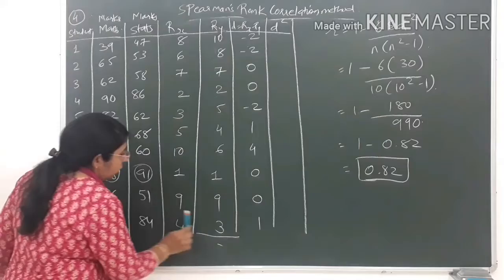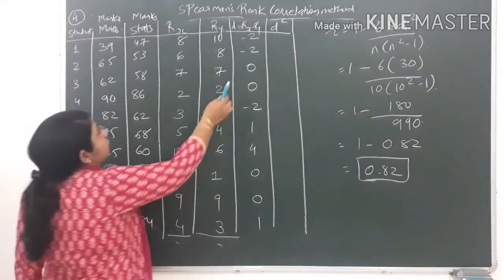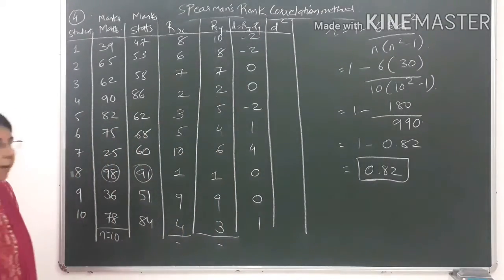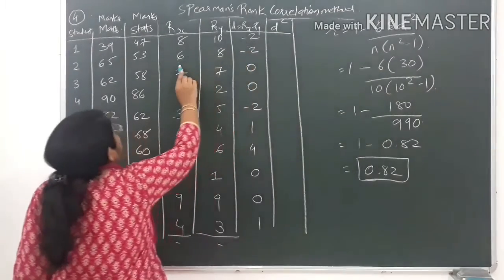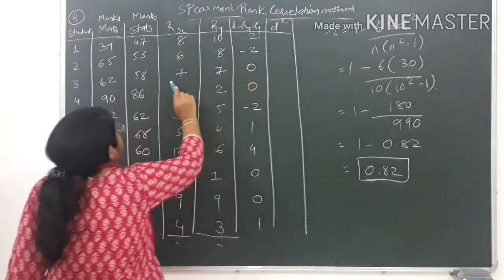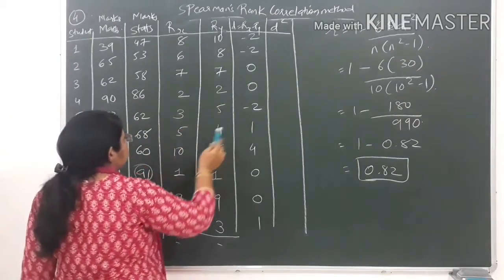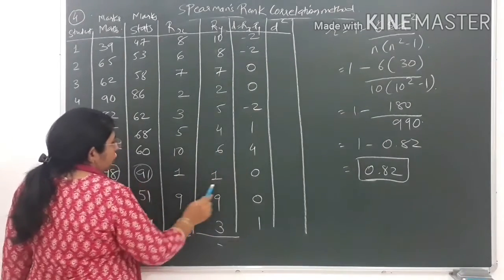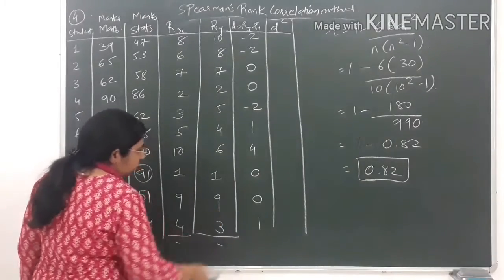After completing the ranking of the two variables, the next step that you know very well is to find D. D means the difference between the ranks of the two variables. So over here 8 minus 10, it would come to minus 2, 6 minus 8, so minus 2, 7 minus 7, 0, 2 minus 2, 0, 3 minus 5, minus 2, 5 minus 4, 1, 10 minus 6, 4, 1 minus 1, 0, 9 minus 9, 0, and 4 minus 3, it will be 1.